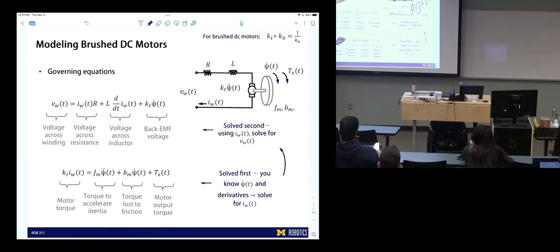this? Yeah, that's the inertia of the motor that's spinning. And where would you get that information? Data sheet. Same thing with this, the viscous loss, data sheet.